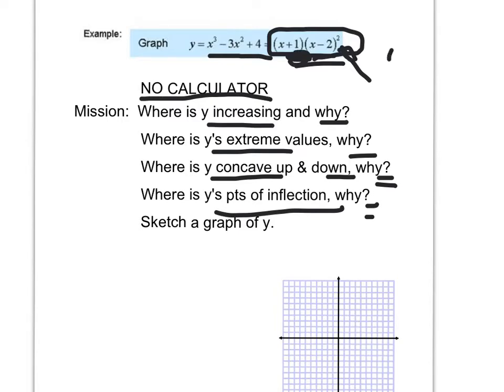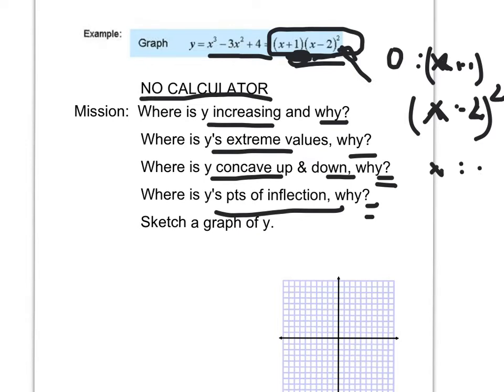So a couple bits of information about this graph. If you set this equal to 0, 0 equals x plus 1, and I'm running out of room here, so I have to go down, times x minus 2 squared. You know that each of these pieces could be 0, so x could be negative 1, and x can also be positive 2.